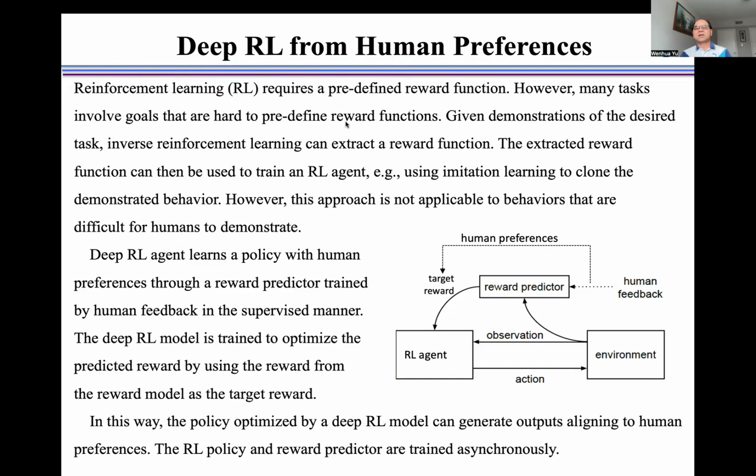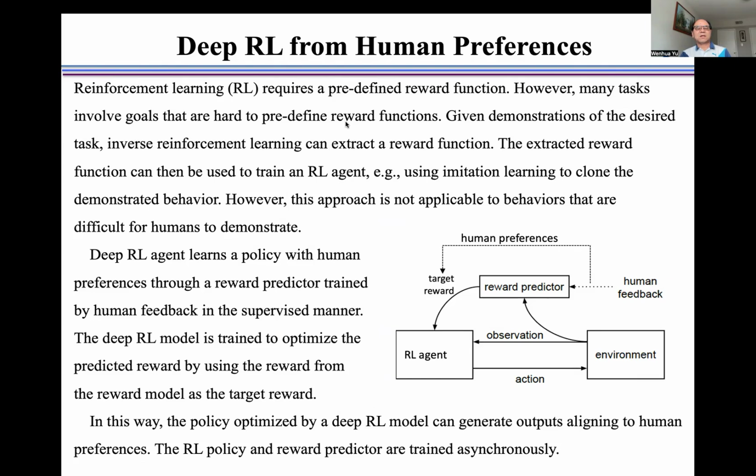Given demonstrations of the desired task, inverse reinforcement learning constructs a reward function. The extracted reward function can then be used to train a reinforcement learning agent, namely using imitation learning to clone the demonstrated behavior. However, this approach is not applicable to behaviors that are difficult for humans to demonstrate.